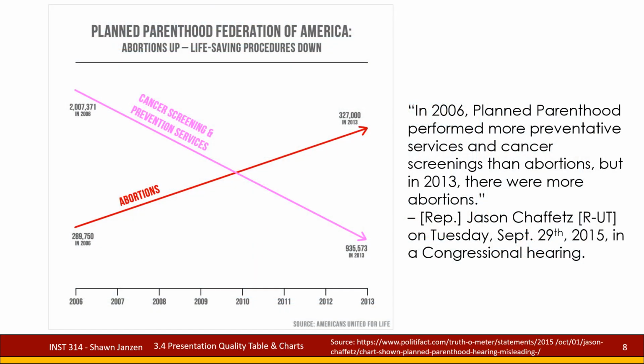This is a fairly well-known image that was put forward by Representative Jason Chaffetz of Utah back in 2015 during a congressional hearing when he was talking about Planned Parenthood and the abortions that they were supposedly providing as it relates to their other services such as cancer screenings and preventative services. What he was trying to show was this strong relationship that their cancer screenings are going down and their abortions are going up. But look at the counts on some of these things.